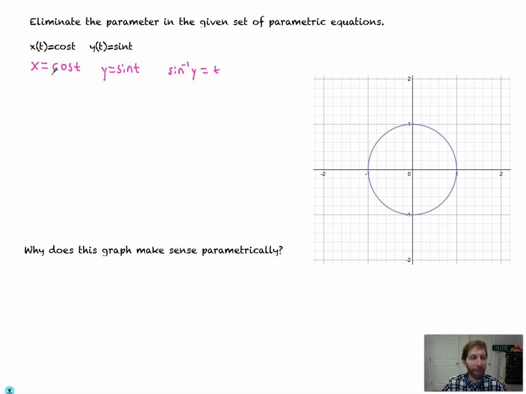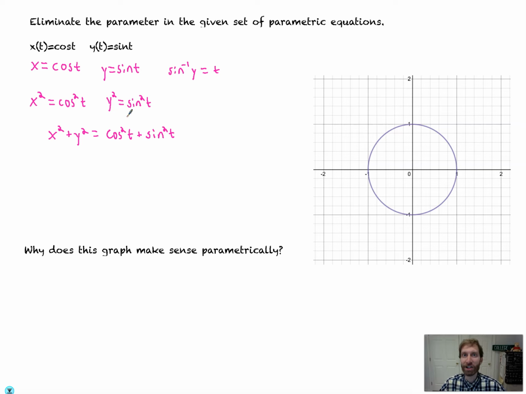Let me show you. We can square each of these equations. It still yields truth. X squared is equal to cosine squared t, because x was equal to cosine t. Same thing here, y squared is equal to sine squared t, because y is equal to sine t. And what we can do is we can add two truths together. X squared plus y squared, adding these two equations together, would therefore be equal to cosine squared plus sine squared. Oh, do you see where I'm going here? If you don't, you're about to.